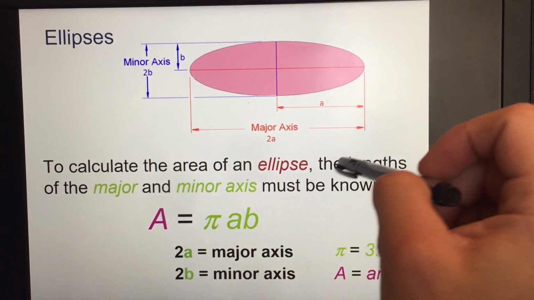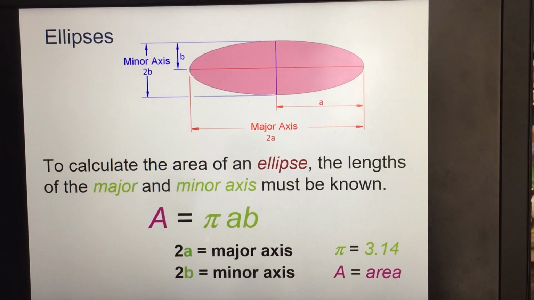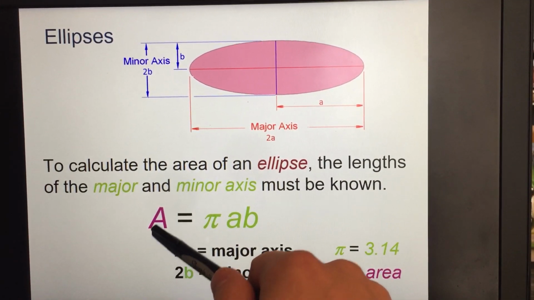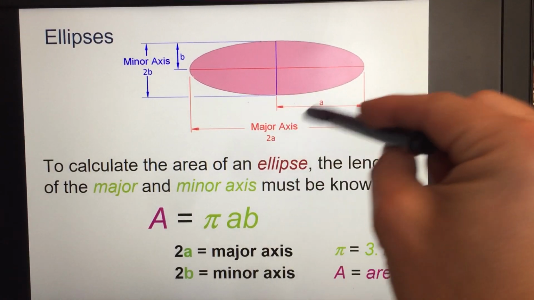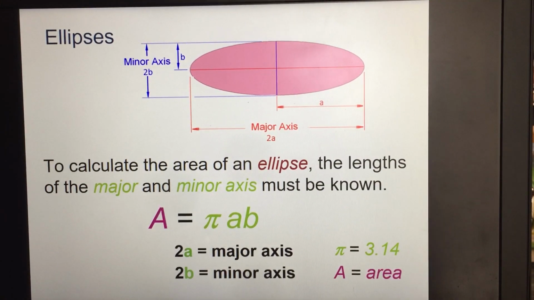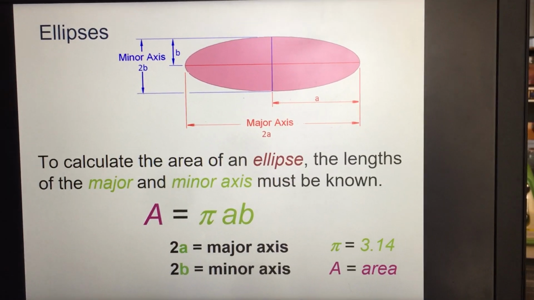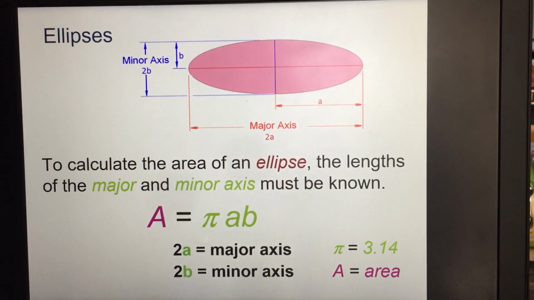To calculate the area of an ellipse, the lengths of the major and minor axis must be known. All right, here's your formula. Area equals pi times A times B. And these formulas are on your formula sheet as well.